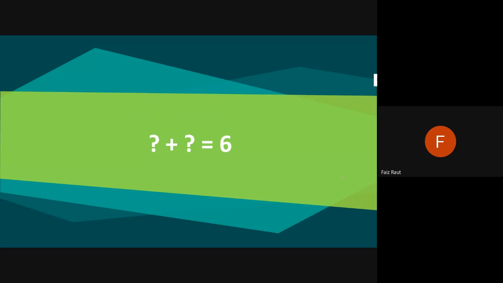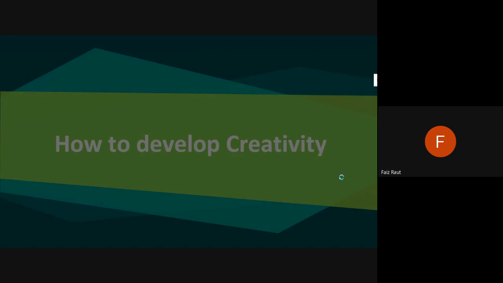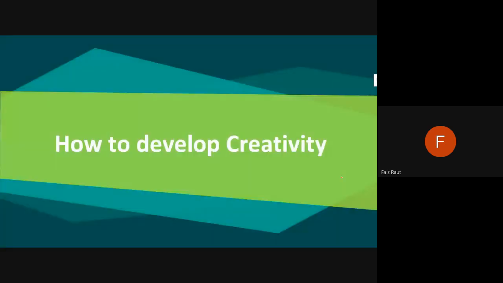generate an idea. You need to find the place where to find an idea, like this. Something plus something is 6. You can be creative in this. Okay, now that's what I told you, how to develop it. Yes, how to develop it.